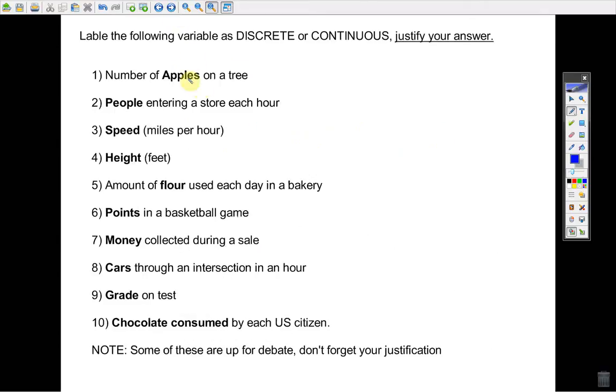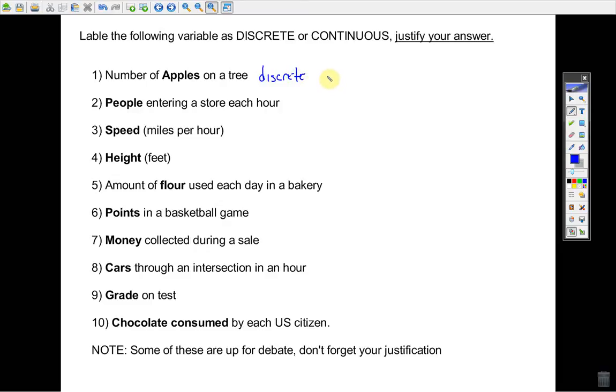So let's look at a couple examples here on the next slide. Label the following variables as discrete or continuous. Justify your answer. So in the first one, the number of apples on a tree. Well, we can count the number of apples. We don't generally have half apples on a tree. So this would be a discrete variable.